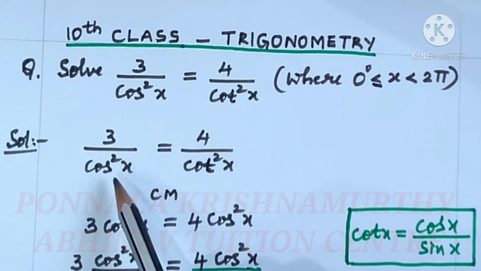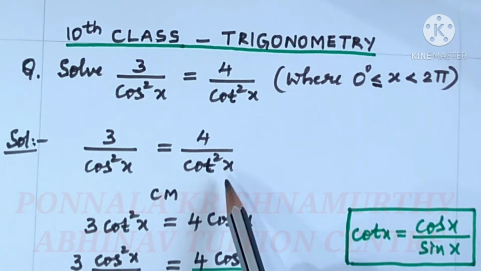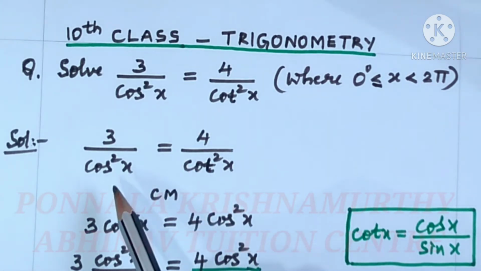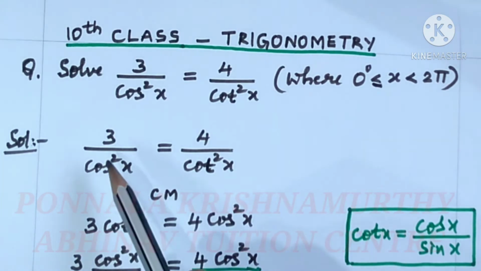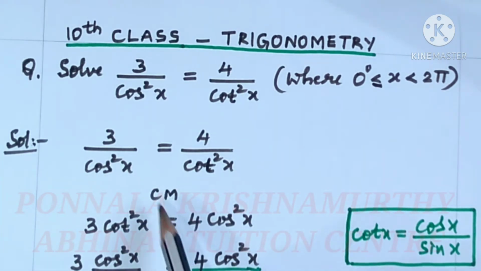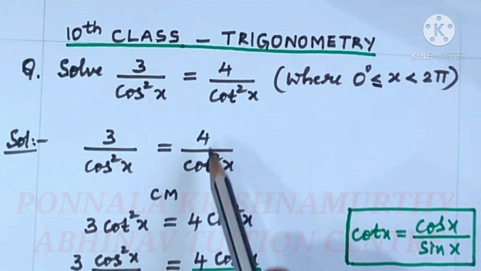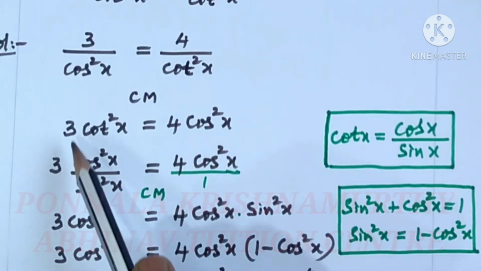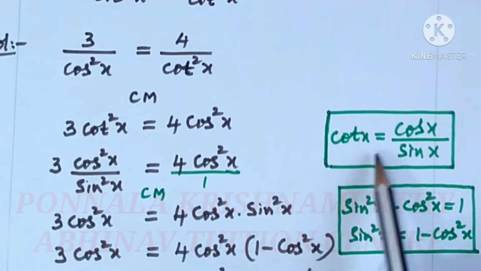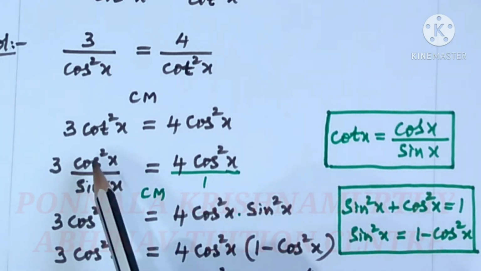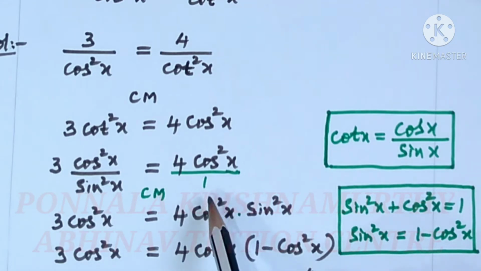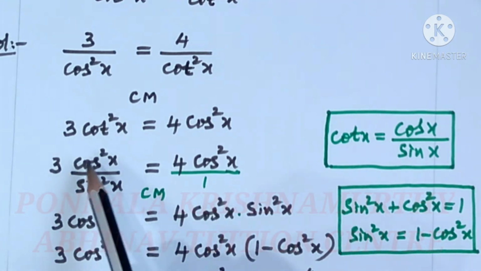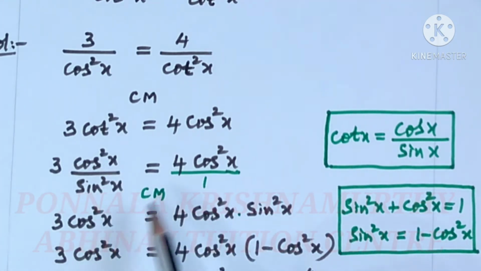We have to convert this cos square x into cot square x, or cot square x into cos square x, or both into sin square x, like that. So now, after cross multiplication, 3 cot square x is equal to 4 cos square x. Now cot x is nothing but cos x by sin x. So we write cos square x by sin square x, and this is 4 cos square x by 1. Cross multiplication. 3 cos square x is equal to 4 cos square x into sin square x.